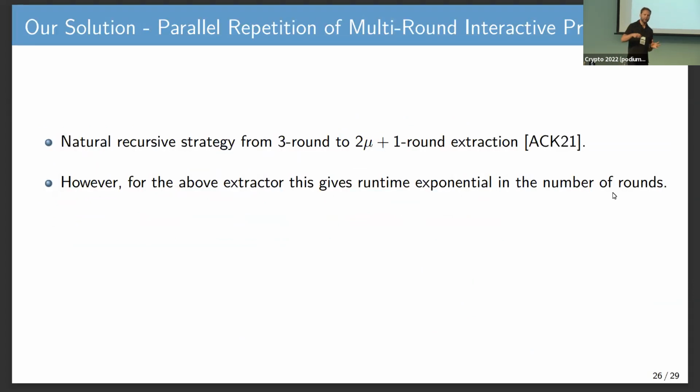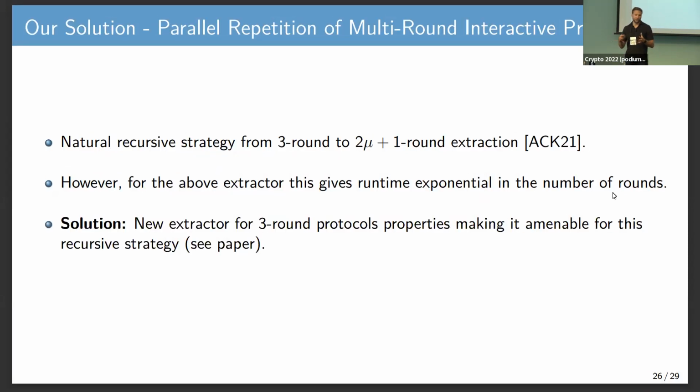However, if you apply that recursive strategy to the previous extractor, then you will obtain a runtime that scales exponentially in the number of rounds. So that's not something we want. What we actually do in the paper is construct another extractor, which is slightly more involved, but has better properties that make it amenable for this recursive strategy. So we also have another extractor for 3-round interactive proofs that shows exactly the same result, but that allows you to apply this multi-round recursion to also obtain a strong parallel repetition result for multi-round interactive proofs that have this special soundness property.